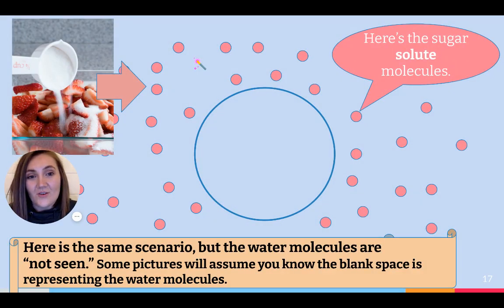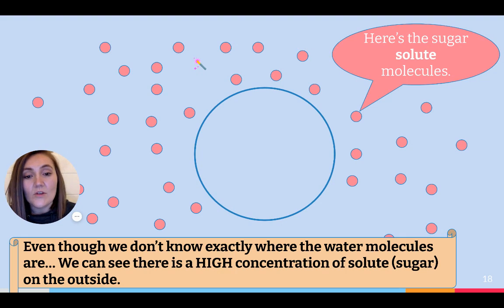All right, so again, we're starting from the beginning. We know water is here, we're just not seeing it, but we can see that there's a lot of sugar solute on the outside of the cell. So just assume that water is here, it's just that blank space. So even though we don't know exactly where the water molecules are, we can see that there's a high concentration of solute on the outside of the cell.